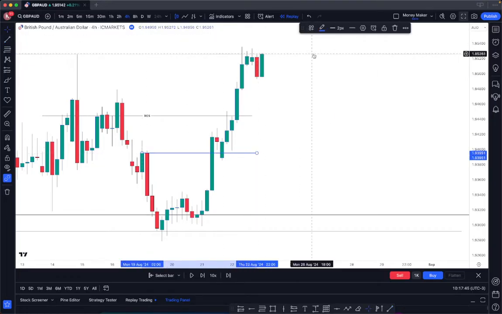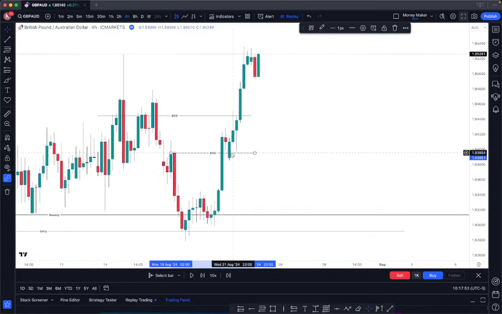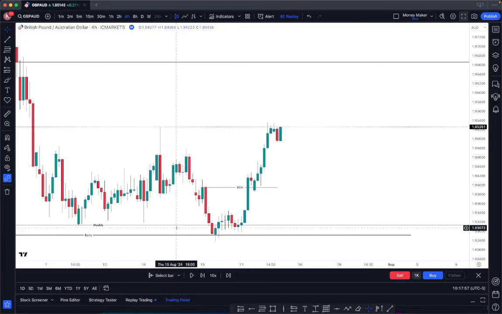So there's a break of, oh no, I didn't mean to do that. Yep. So we've confirmed this. Now let me go ahead and delete the weekly one so we don't confuse ourselves. So we know that the daily is bullish, weekly is bullish.